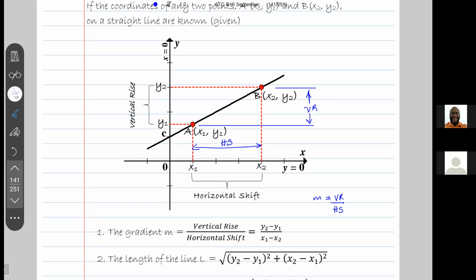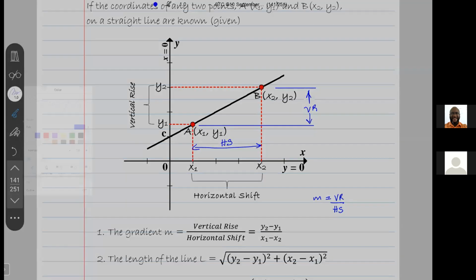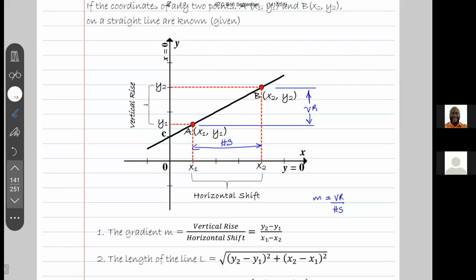Now, vertical rise is actually what? Y2 minus Y1. And the horizontal shift is actually X2 minus X1. So there's an error here, and you guys are going to have to fix it in your book. This should have been 2 here, and this should have been 1. So guys, when you get your book, fix it. So this is X2 minus X1.